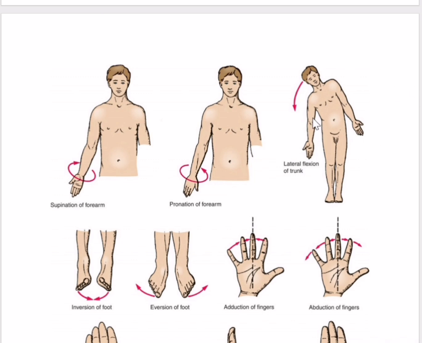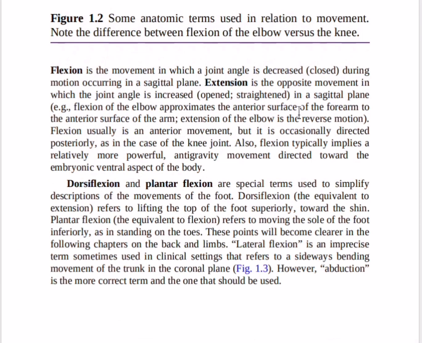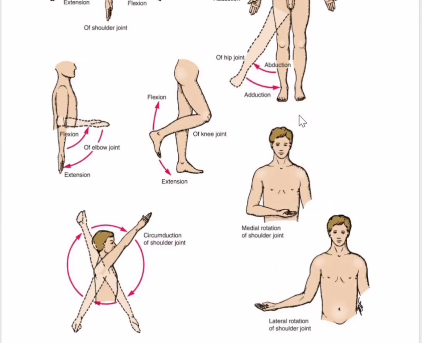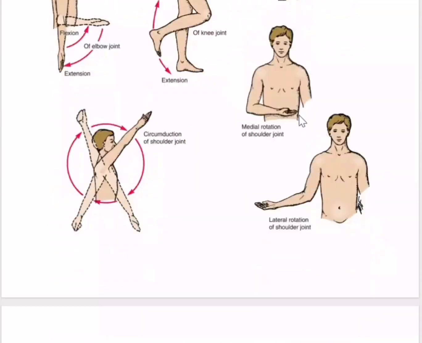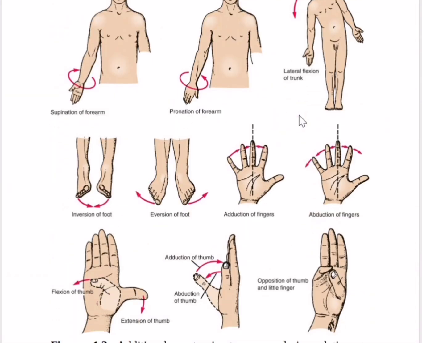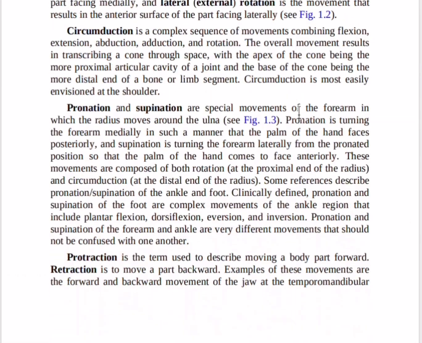Then we have this position. We call this movement abduction of the trunk. This is your trunk. We are moving away from the midline, so we're abducting the trunk. So these are your anatomical positions and movements in a nutshell. This is the first lesson you will learn when you're talking about gross anatomy.